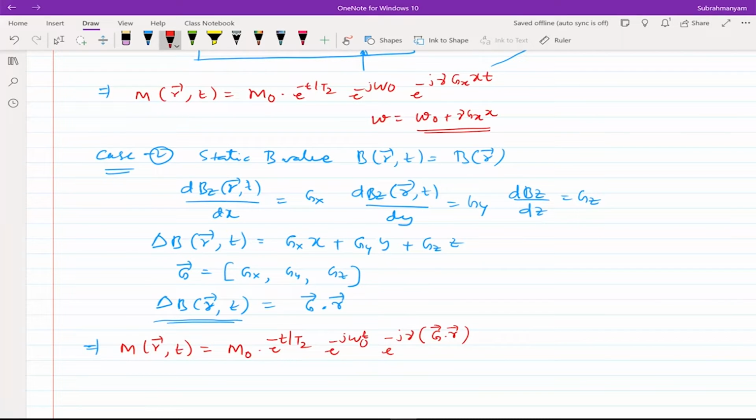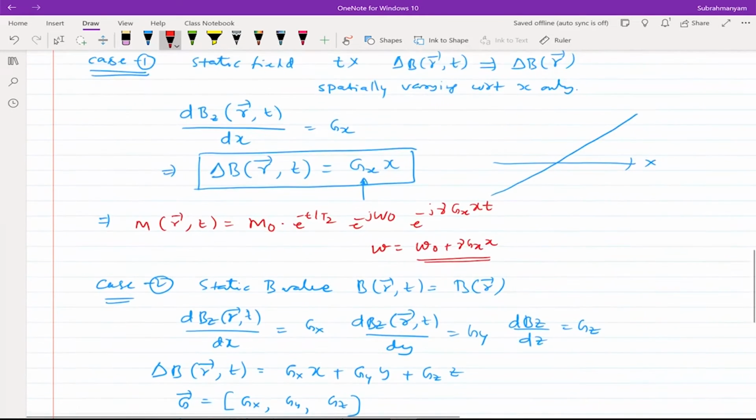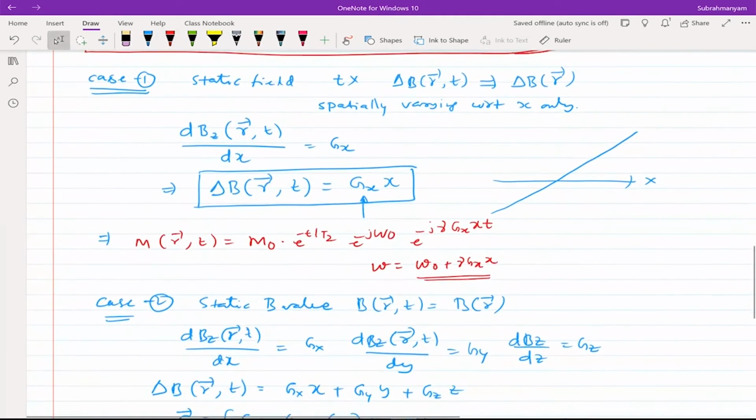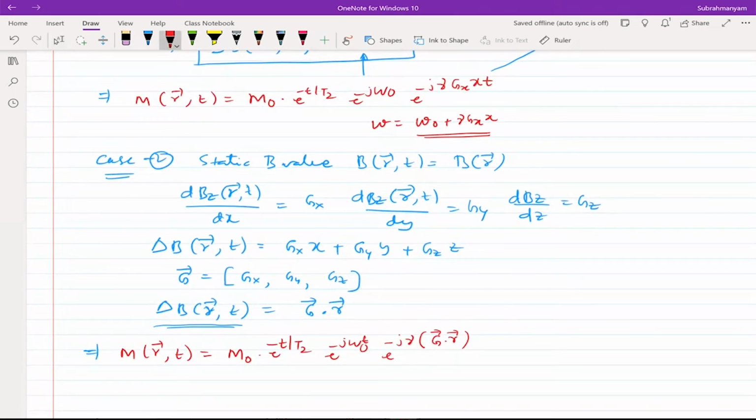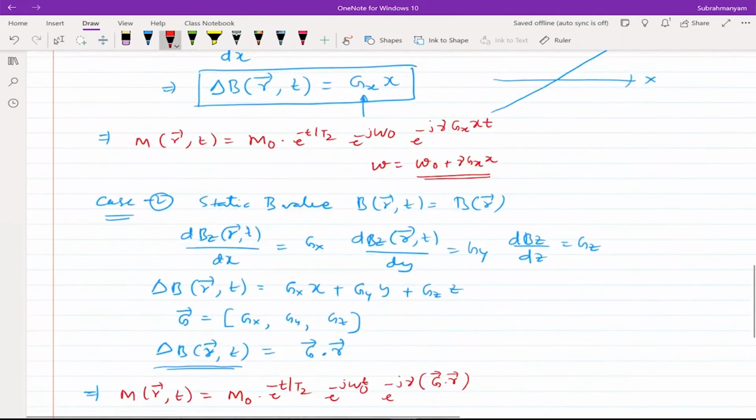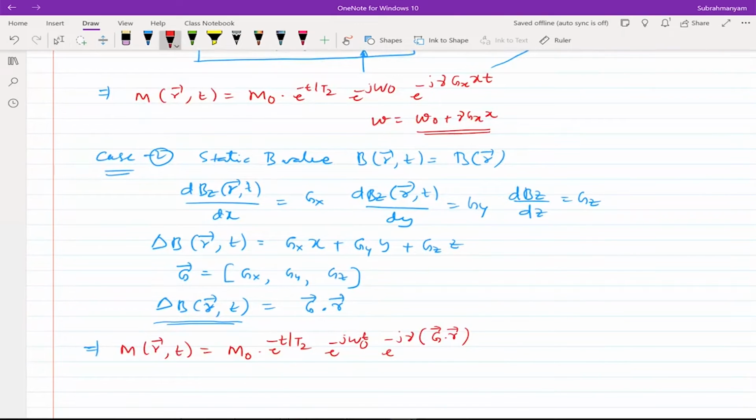What do I get here? Times what? Minus j, you look at this expression. So delta b of r bar comma t, I could write as g bar dot r bar. Now I need to integrate with respect to tau varying from 0 to t. So what will I get here? What is still missing here? T. That's it, t. Good. That's your expression.